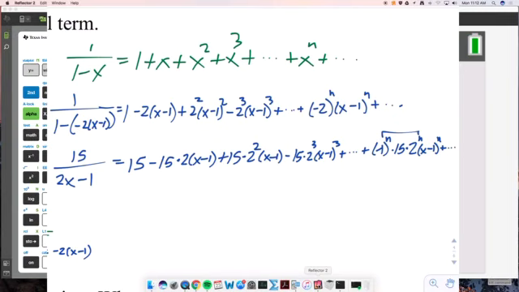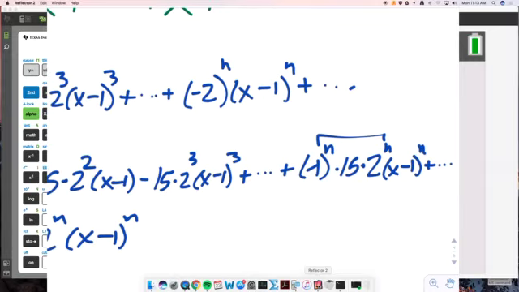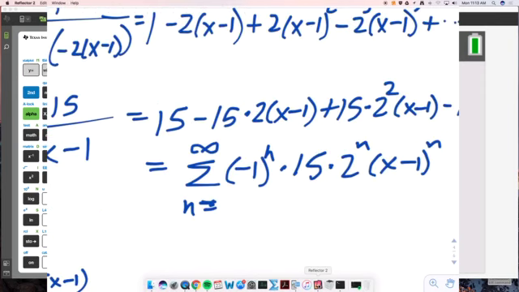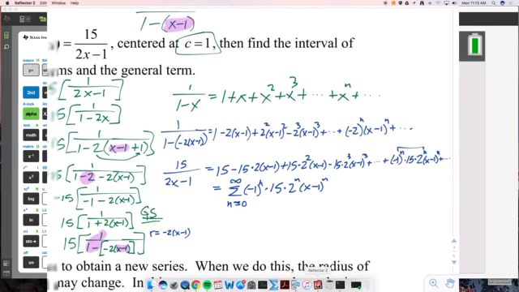Wow. And now let's do one last thing. Let's go ahead and write this in sigma notation. From n equals something to infinity of this wonderful looking rule of sequence. Negative 1 to the n times 15 times 2 to the n times x minus 1 to the n. Let's do two things. I didn't really check over here, but what n would I have to start with to make my first term just a 15? n would have to be a 0, right? So check the alternator. Negative 1 to the 0 is positive, so that keeps it positive. So this works, and now I know I have to start at 0.